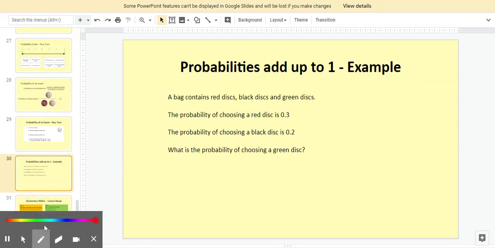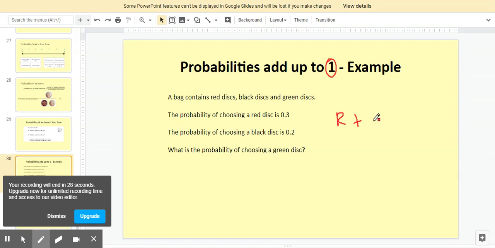And the last thing we talked about was using the fact that all probabilities add up to 1 to solve problems. So here we've got a bag and it contains red discs, black discs, and green discs. So that's going to add up to 1. It doesn't tell us how many green discs or how many black discs or how many red discs there are, but it does tell us the probabilities. So we know that the probability that it's red plus black plus green is going to equal 1. So we can say that 0.3 plus 0.2 plus green is equal to 1. So we can find that green would be equal to 0.5.